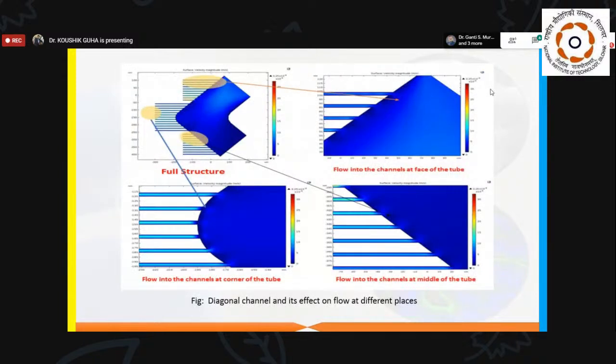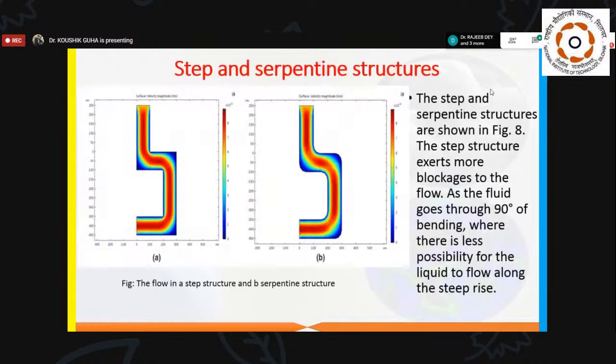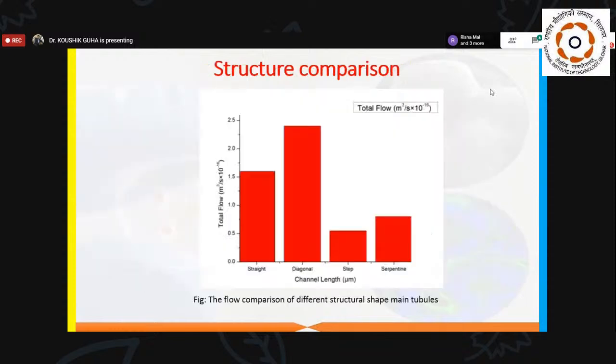Now we have taken some kind of diagonal shape, some kind of serpentine shape, and we have seen there is a change in flow velocity with the length scale. And then we have also seen the pressure and velocity are higher in the diagonal channel than in the rectangular channel. So comparing the straight channel and the diagonal channel, the total flow in the diagonal channel is much higher than in the rectangular. If the flow is higher, velocity will be higher, so the reabsorption rate will be higher.